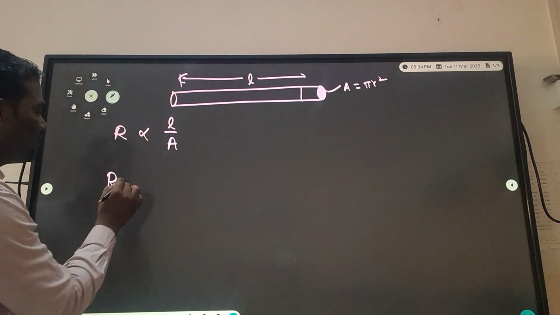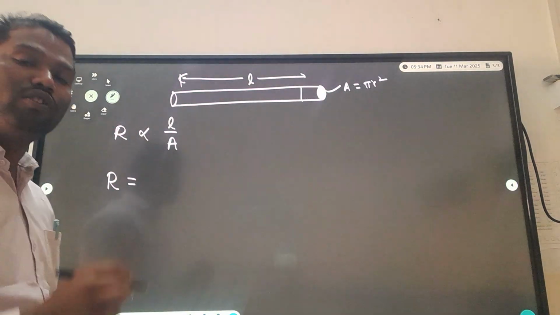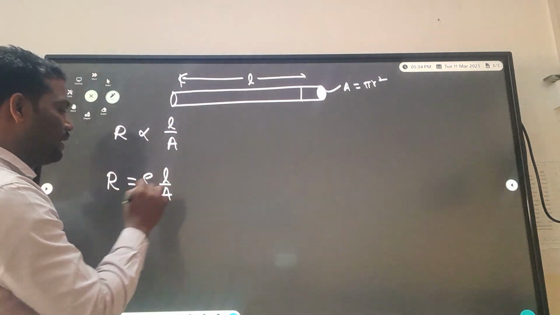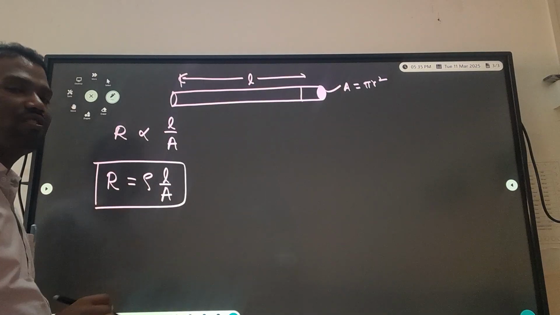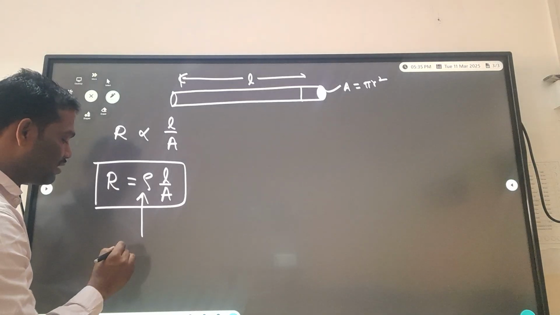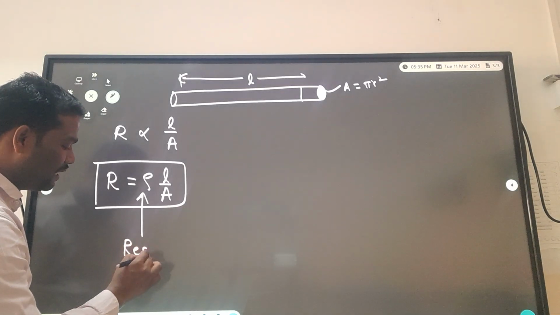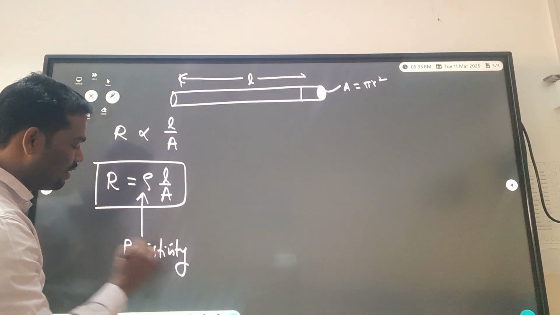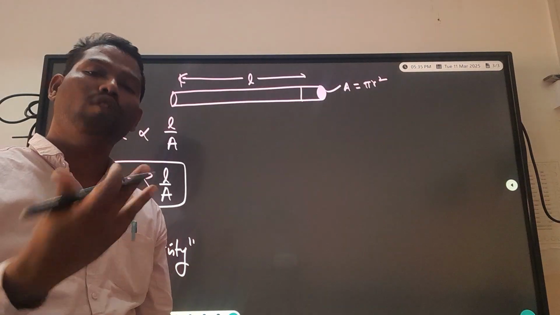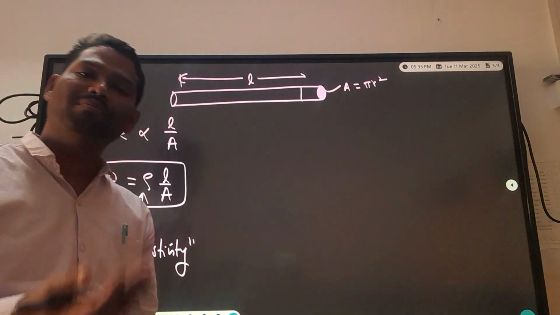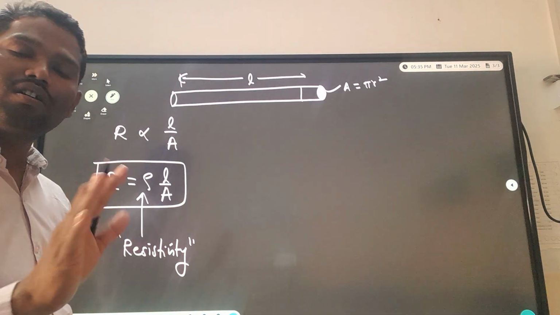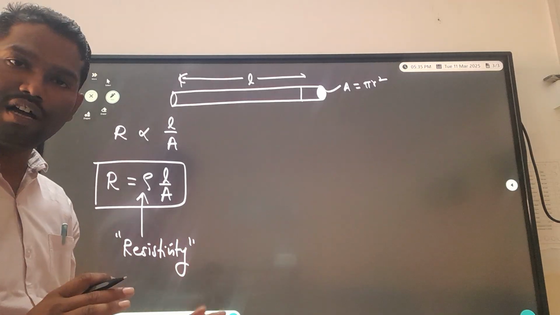So we can write the formula R is equal to rho multiplied by L divided by A. If we remove the proportional sign, we write a constant. This constant is rho, and it is called the resistivity of the material. Resistivity is the property of the material which opposes the flow of electrons, and it depends on the material, not on the length, cross sectional area, or resistance present in the wire.